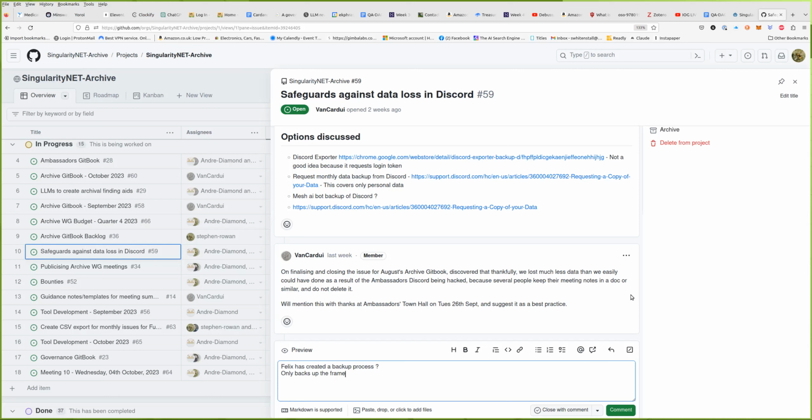What I'm suggesting is that for future reference, maybe we could ask Felix what he's used, and if he has found a system that actually works, we should document it in this issue. Do you see what I mean? We've linked to Discord Explorer and various other things that don't really work or don't do what we need. So if Felix has found something, it would be good to have it recorded in here. Would you be able to ask him?